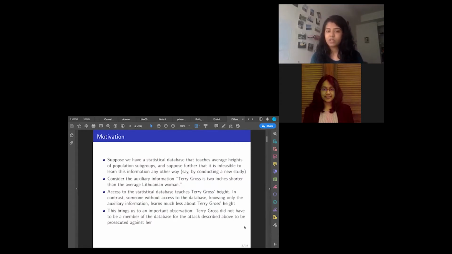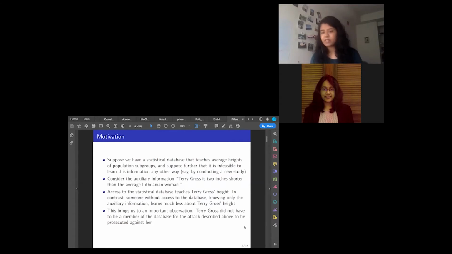So this brings us to an important observation. Let's say, for example, a statistic is released saying that the average Lithuanian woman's height is so and so. A person who has access to this auxiliary information will immediately be able to deduce what Terry Gross's actual height was. And Terry Gross did not have to be a member of this database for this privacy attack on her to occur. So this kind of motivates us to consider a scenario where we're not only trying to protect the privacy of the people who are involved in the database, but also the ones who are not.